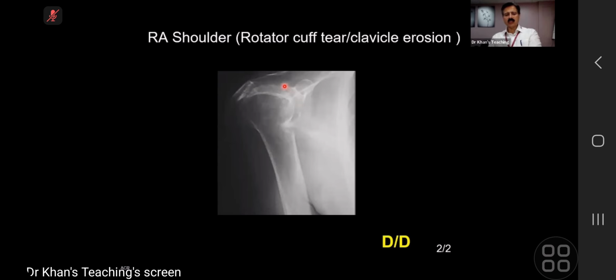So what happens is that basically there is superior migration of the humerus in relation to the glenoid. And that also tells you that the rotator cuff is completely torn. With that, where is the clavicle? Ask yourself, where is the clavicle? And then you realize it's missing.